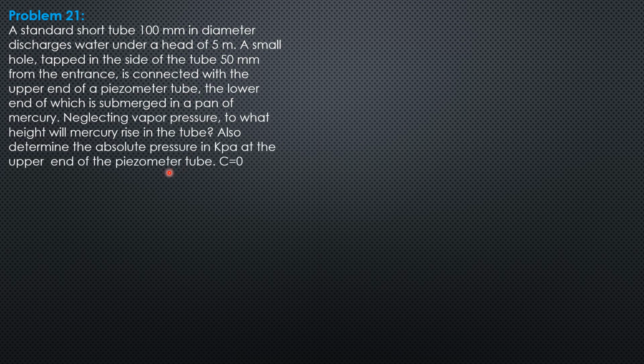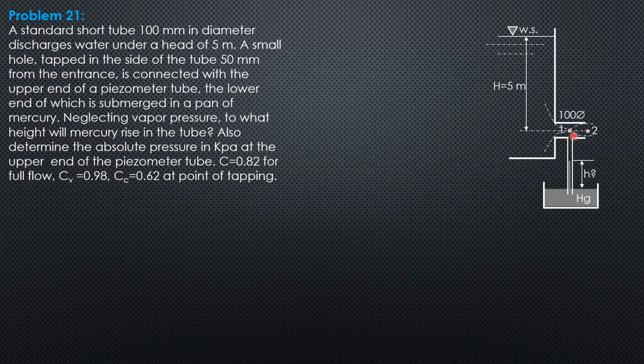Neglecting vapor pressure, to what height will mercury rise in the tube? Also determine the absolute pressure in kilopascals at the upper end of the piezometer tube. Coefficient of discharge is 0.82 for full flow. C sub V is 0.98 and C sub C is 0.62 at the point of tapping, or at the point where we have contracted section at 1. So this is the situation, and we're looking for h and the absolute pressure at 1, which is expected to be negative.